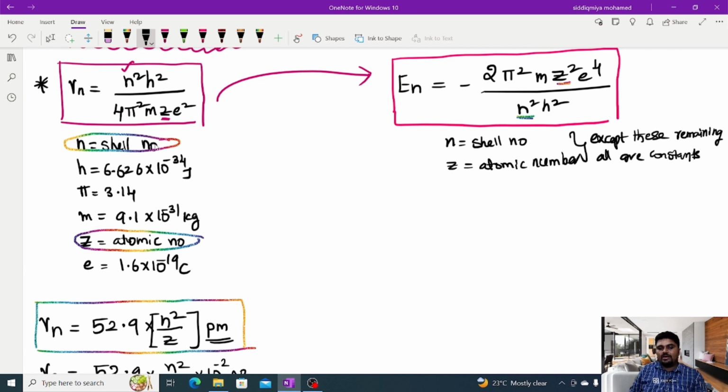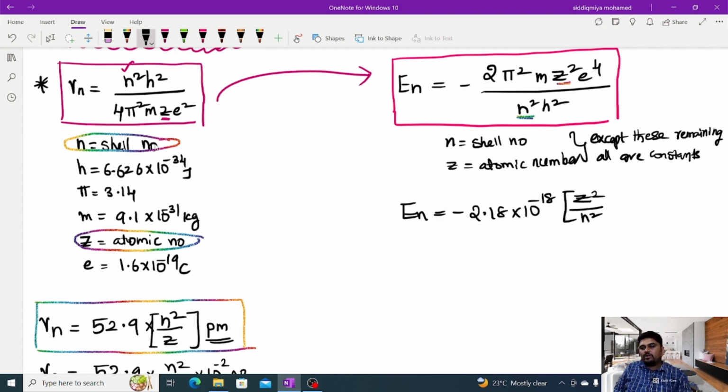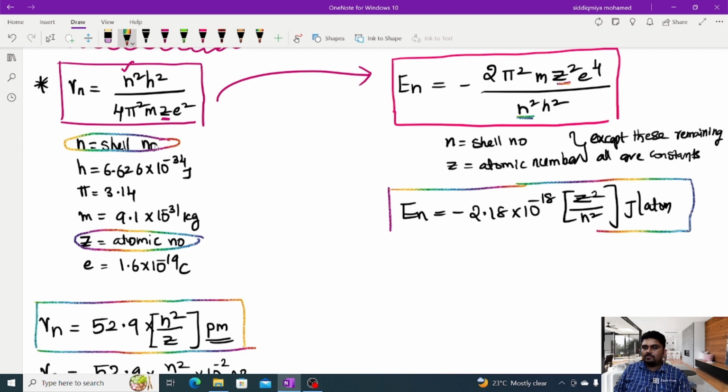You will get En is equal to minus 2.18 into 10 power minus 18 Z square by n square joule per atom. And this one I want to convert into ergs. So can you say the ergs formula? 1 joule is equal to how many ergs? 1 joule is equal to 10 power 7 ergs.